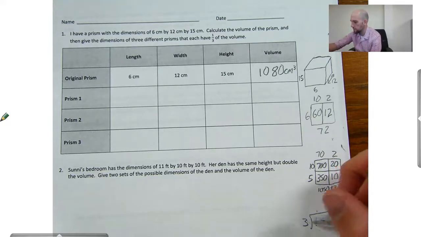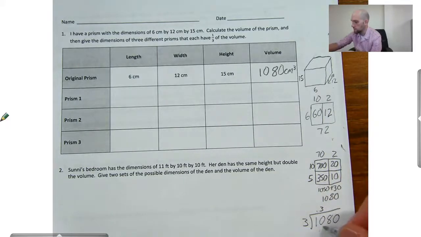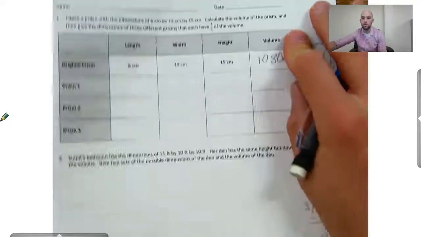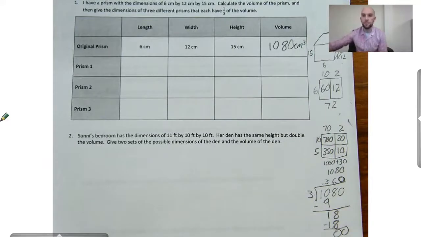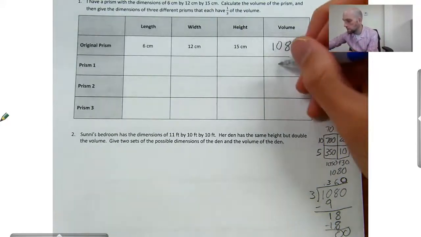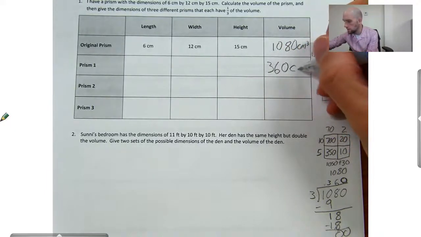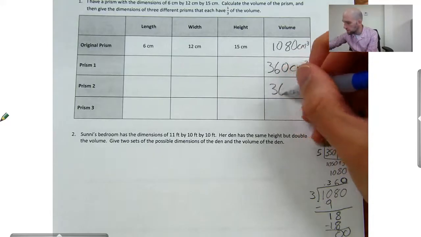So 3 goes into 10 3 times. That gives me 9 with 1 left over. Bring down my 8, I get 18. And 3 goes into 18 6 times. And then I bring down my 0, and 3 goes into 0 0 times. So I get 360. So 360 is going to be 1/3 of the volume. So they're all going to be 360 cubic centimeters.